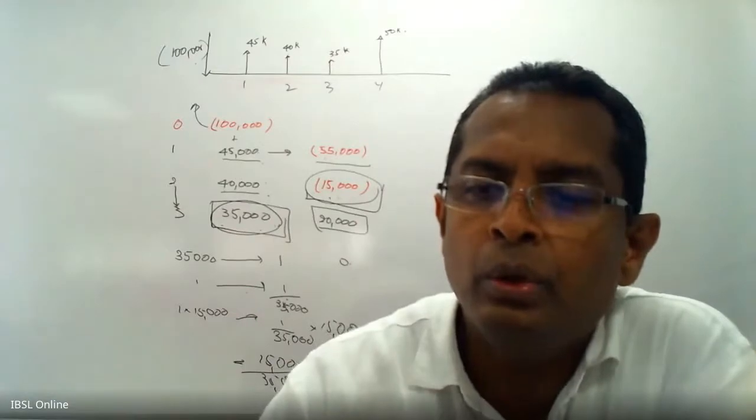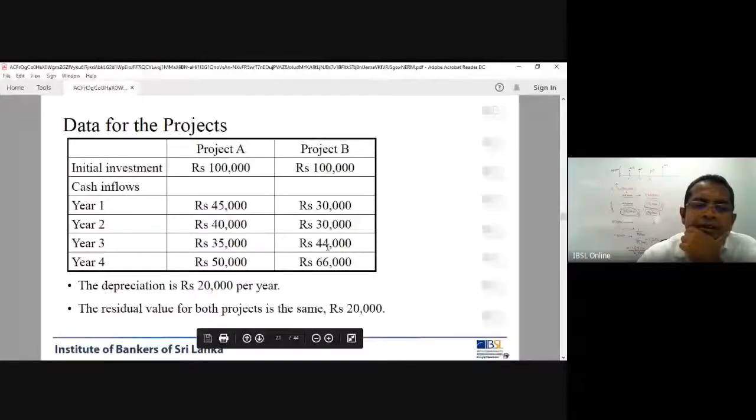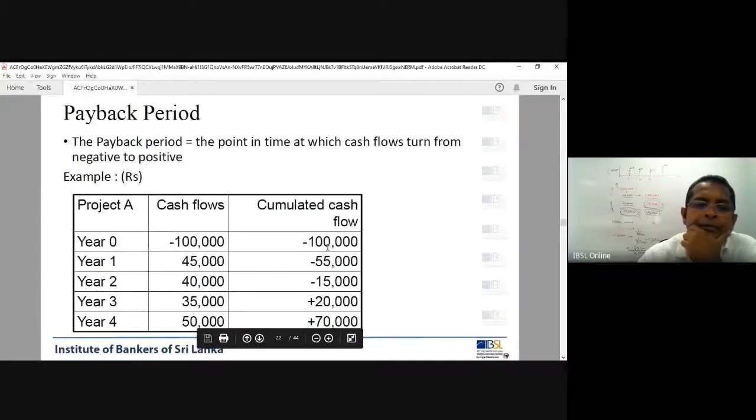Let me go back to the presentation. These are two projects, right? This is the calculation. You have 100,000 negative, 100,000 negative. You have 45,000, 100,000 plus 45,000, it is 55,000. You have to recover 55,000. Second year you generate 40,000. Then you have 15,000 left. For the entire year, it is 35,000, 50,000 recovered. By the year end, you have additional 20,000.